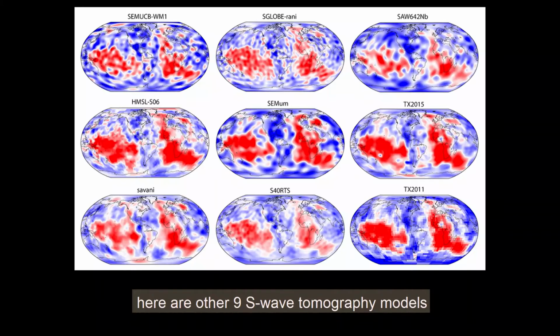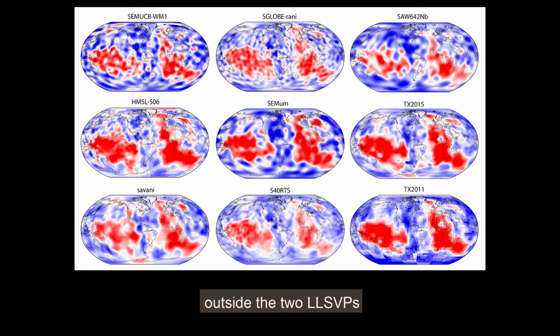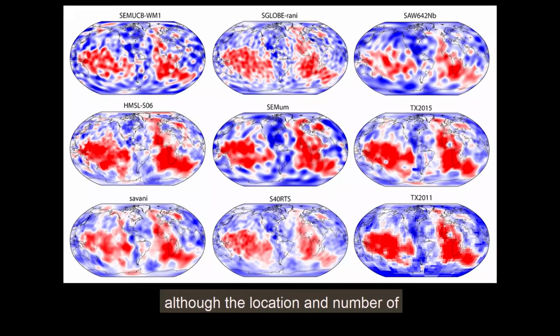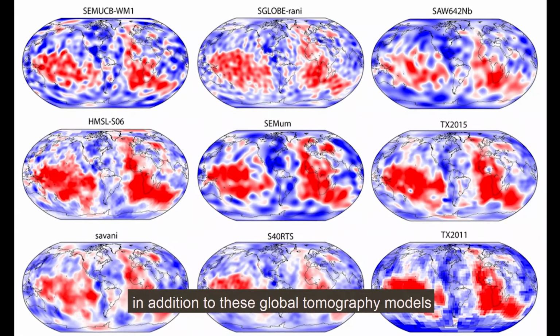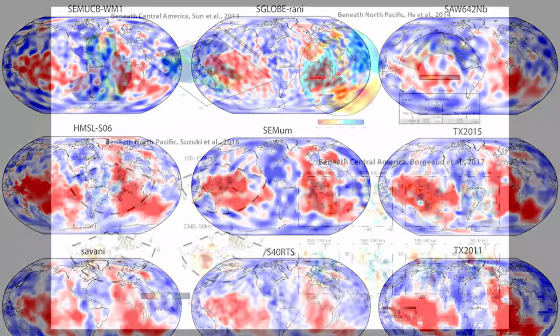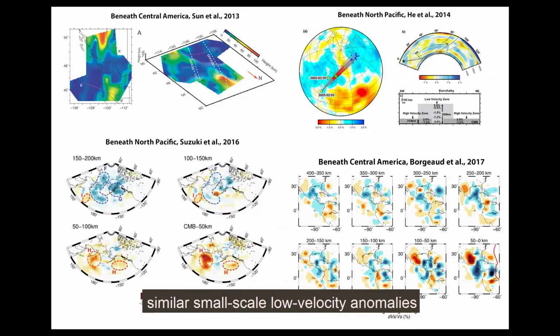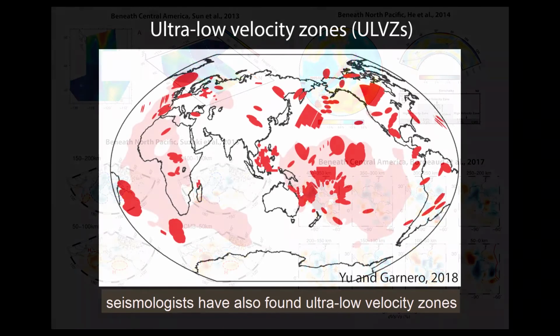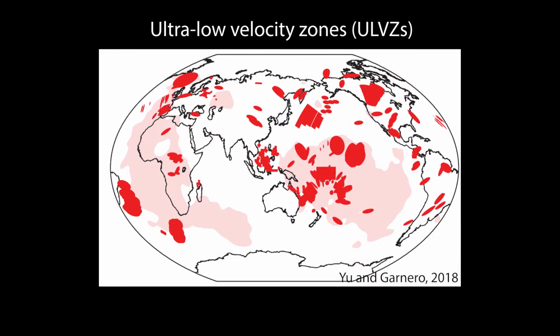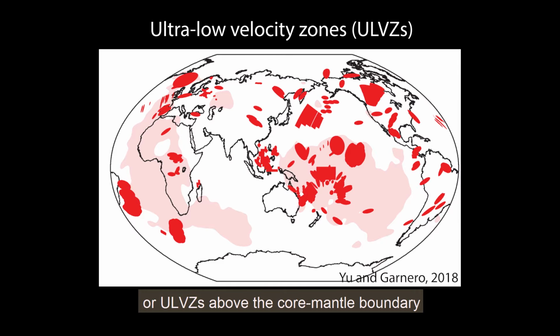Here are other S-wave tomography models. We can see that all these models have widespread low-velocity anomalies outside the two LLSVPs, although the locations and the number of anomalies vary from model to model. In addition to these global tomography models, similar small-scale low-velocity anomalies have also been reported by studies using seismic waveform modeling.